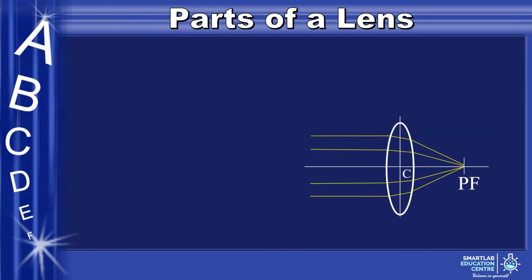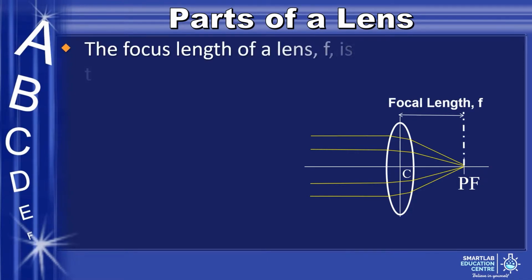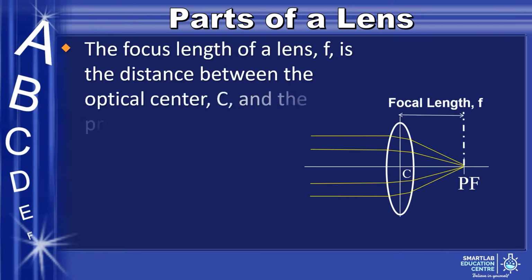Now that we know about the principal focus and optical center, let us talk about the distance between the optical center and principal focus. This distance is also known as the focal length, which uses the symbol f.